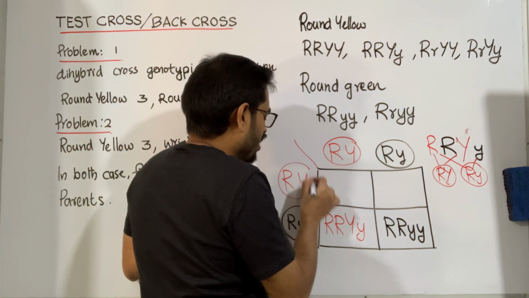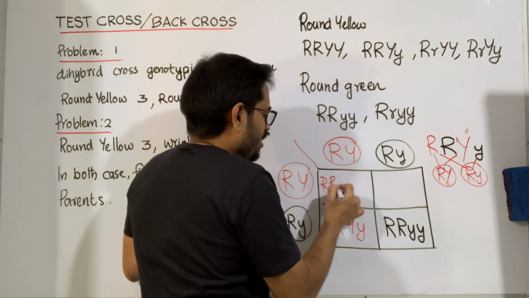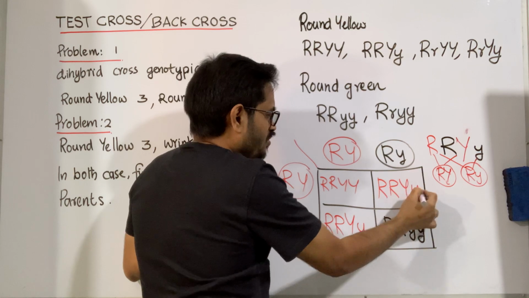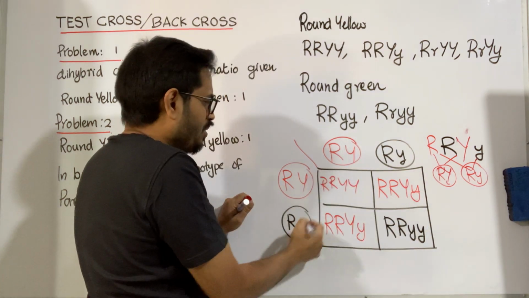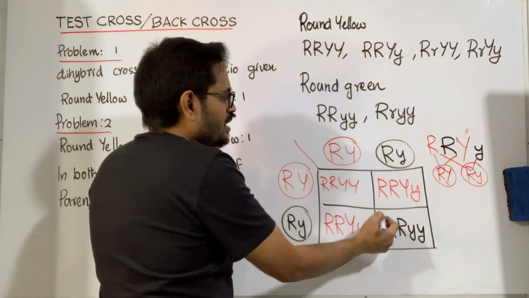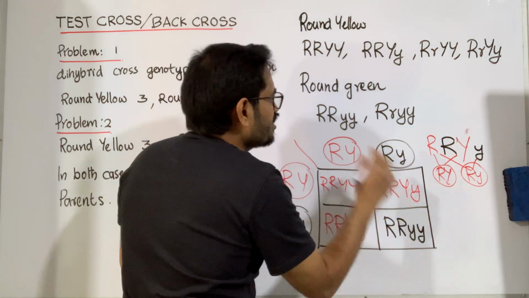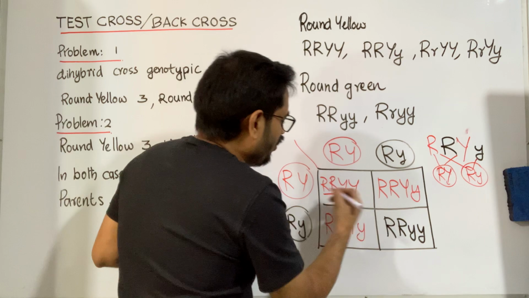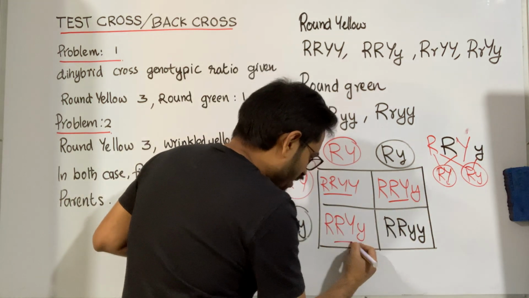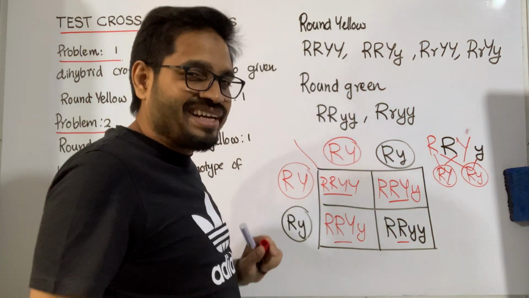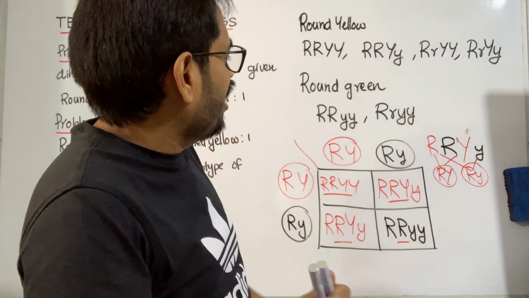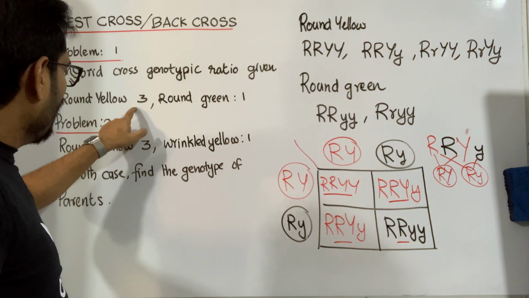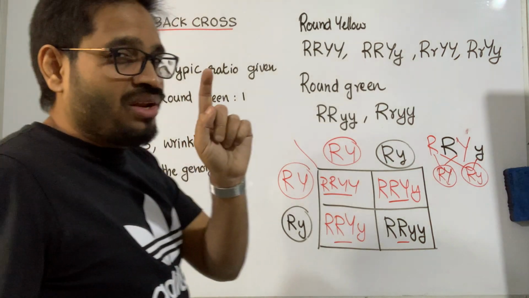Let's work this one out. Capital R, capital Y, capital Y, small y, then capital R, capital Y, small y, capital R, small y. So this is round yellow and round green. And we have come across our 3:1 ratio, round yellow 3 and round green 1.